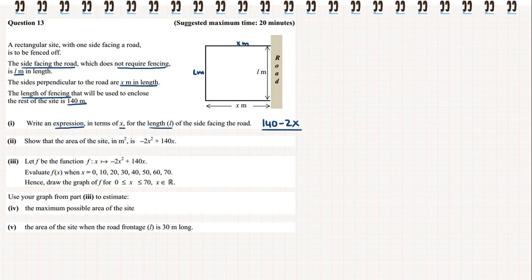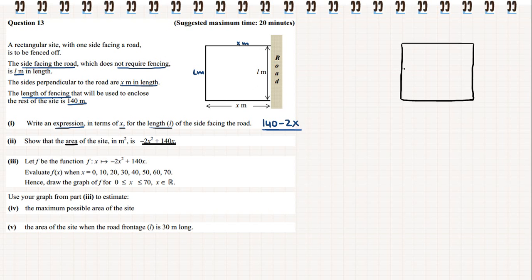Part 2. Show that the area of the site in meters squared is minus 2x squared plus 140x. So I'm going to draw a quick sketch of the site. I'm doing this because I don't want to draw too much on the diagram that I'm given, because it might make it a bit messy. I won't be able to read it clearly for other parts of the question.